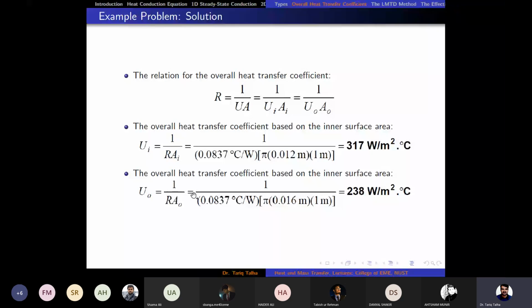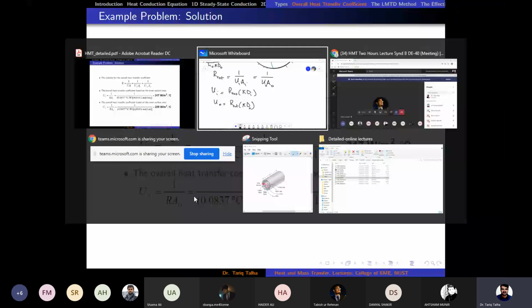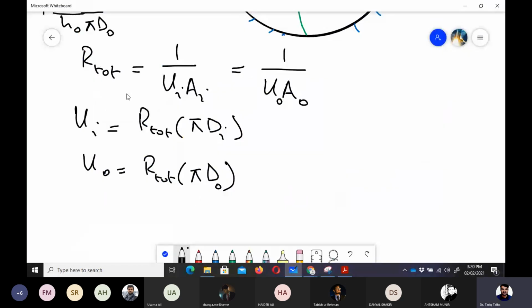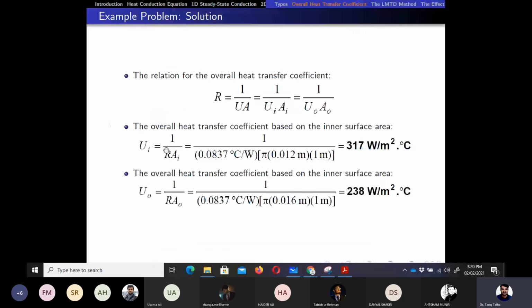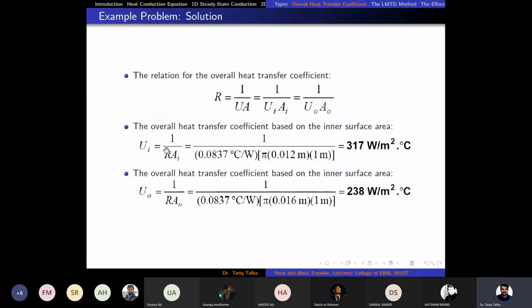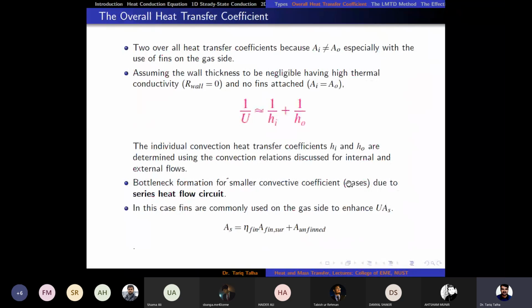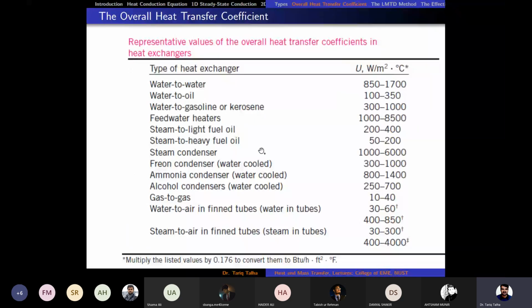So I think we missed that Ui would be equal to 1 upon R total into pi di, and U outer, 1 upon R total into pi d outer. We can easily see that the value changes a little bit, 317 and 238. So that's why when we talk about the value of U, you can easily see that the value depends upon ranges. It is not an exact value.